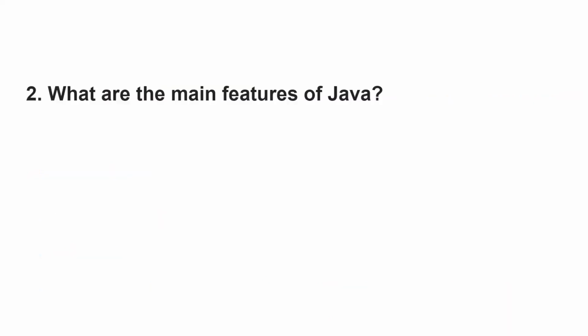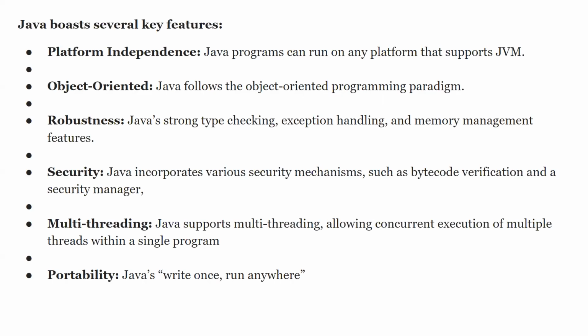Second one, what are the main features of Java? The interviewer can ask like this, okay? So you can answer like this, right? As I told you before, it is platform independent. So this is a basic, key feature, by the way. A Java program can run on any platform that supports the JVM, right? As long as you have the JVM on the machine, you can run it anywhere.